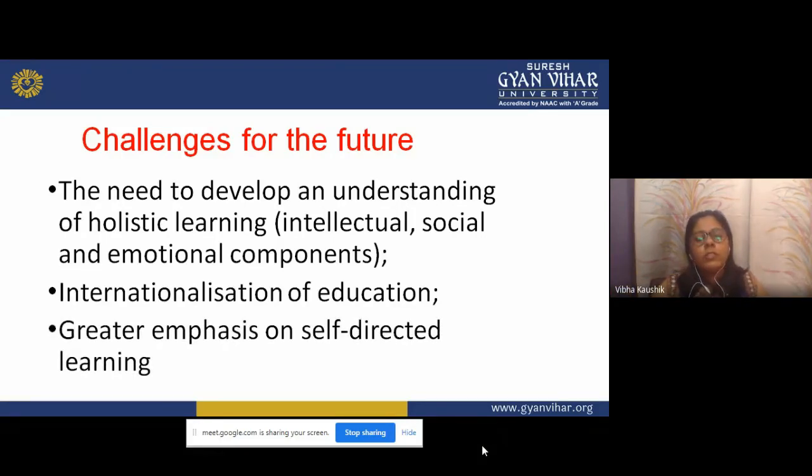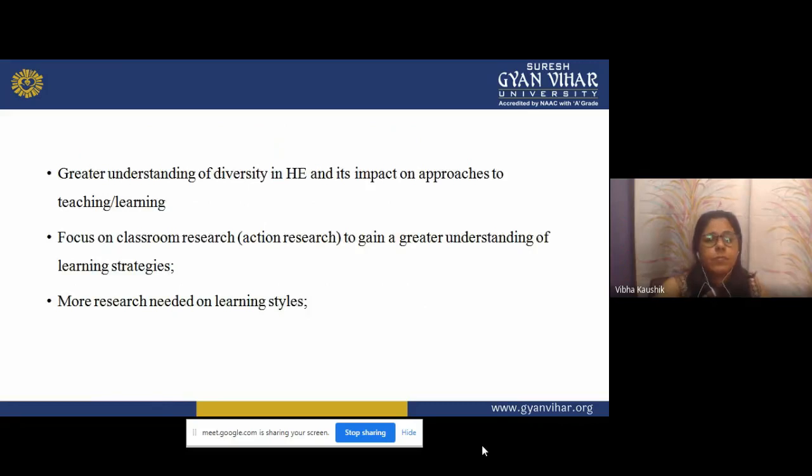Greater emphasis on self-directed learning means the syllabus should be designed in such a way that the particular needs of particular individuals can be easily satisfied. Now, next is greater understanding of diversity in higher education, means there are different interests, different ways of learning, different abilities. Means we have a greater perspective of understanding higher education, that there is a diversity prevailing in higher education and its impact.